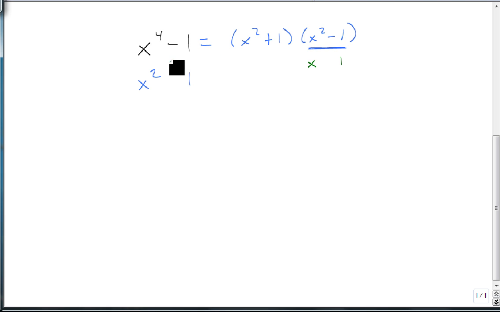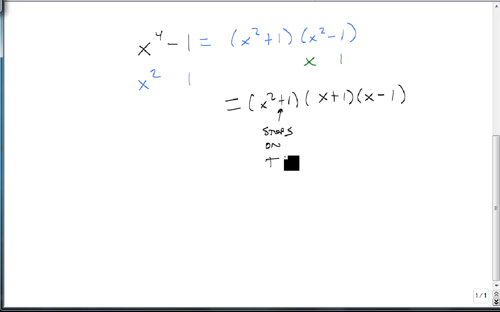So never stop just because you factored once. Always look at your results and say, hey, can I factor this any farther? And since I can, overall this becomes x squared plus 1 times x plus 1 times x minus 1. Notice the x squared plus 1 doesn't go any farther because it's a plus sign. It stops on a plus sign. And so it is, in fact, done.